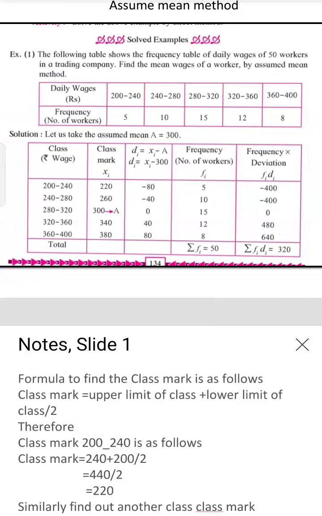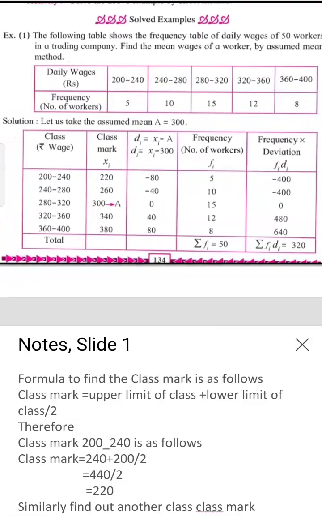Here a table is given: daily wages in rupees, frequency is the number of workers. The daily wage classes are 200 to 240, 240 to 280, 280 to 320, 320 to 360, 360 to 400. The frequency of the first class is 5, that is, the number of workers is 5, then 10, in the third class 15, in the fourth class the number of workers is 12, and in the fifth class the number of workers is 8.